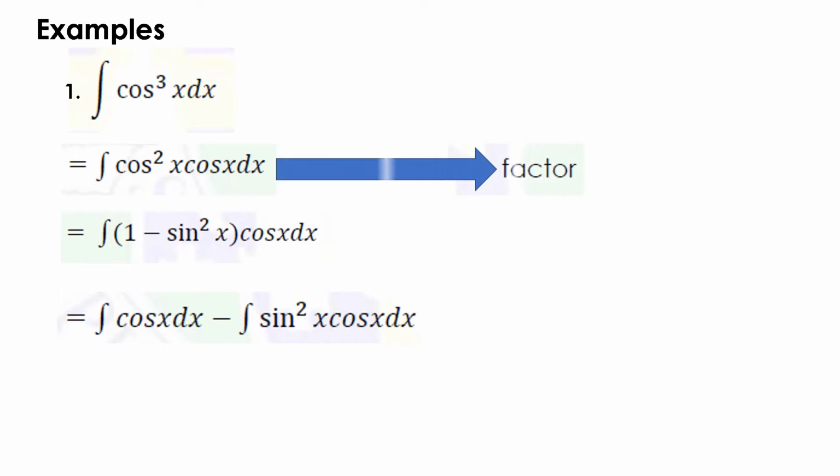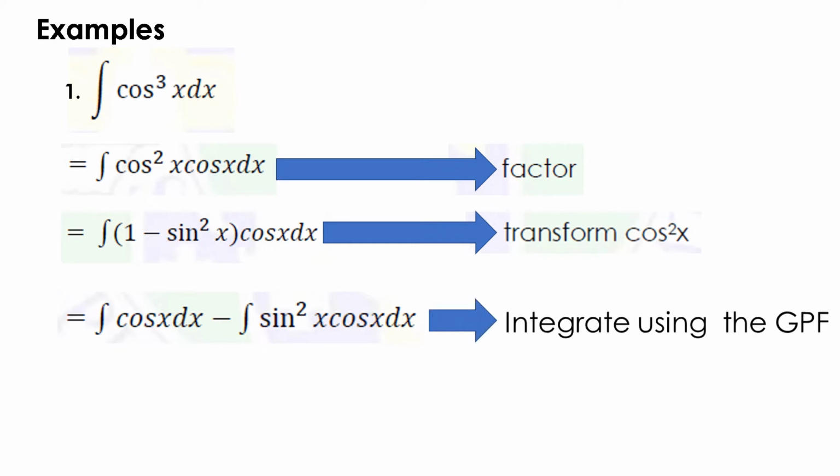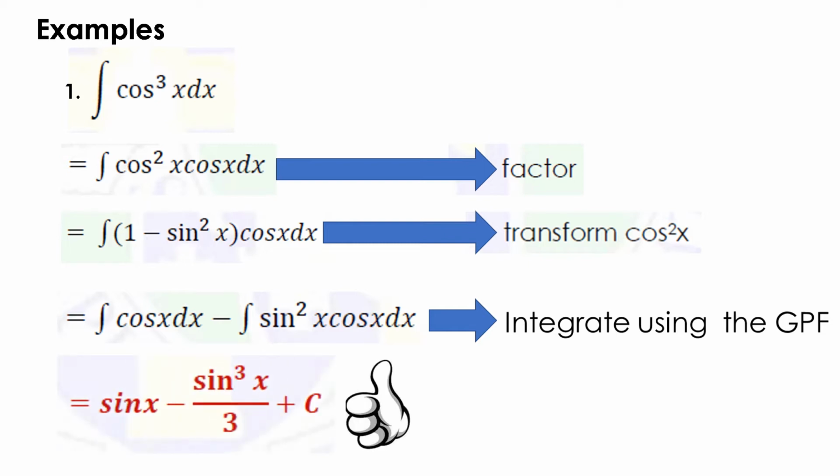So first, we factor out. Second, we transform by using the trigonometric identities. And then third, we are now ready to integrate. Usually, in case 1, we just simply use the general power formula. So your answer here for the first expression, the integral of cosine x dx, is sine x. And then for the second term, we just simply apply the general power formula. So it becomes minus sine cube x all over 3 plus the arbitrary constant c.